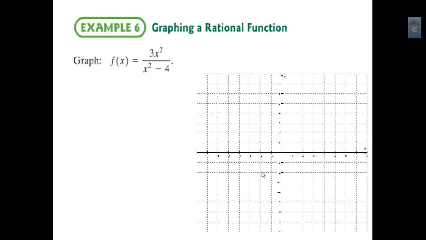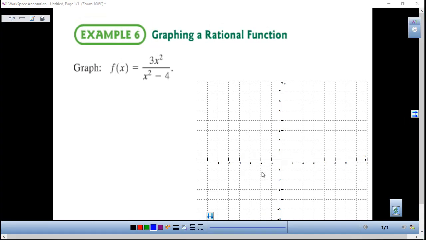Okay, so we're going to work on this one now. Let's look at graphing it. It looks a little more complicated, but it's actually not, so don't get any big problems with it. Remember, first of all, we're going to find what the y-intercept is. So we're going to find f of 0.